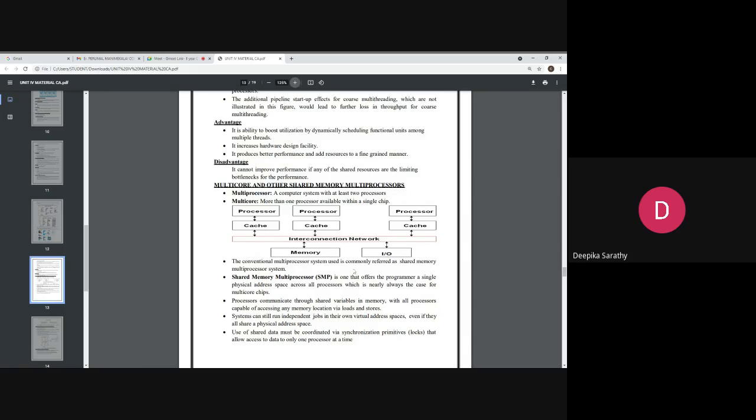The conventional multiprocessor system is commonly referred to as a shared memory multiprocessor system. Here I'll have a memory and an input-output device. This is an interconnection network, and I'll have a cache as well as a processor. The cache is a temporary storage, and this is a secondary memory. This memory is the primary memory, and the caches and processors all share the same input and output device as well as memory. That is called a shared memory multiprocessor.